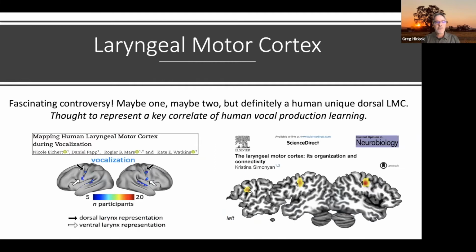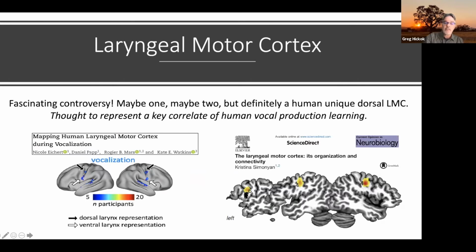All right, so laryngeal motor cortex. This is a whole literature on its own that is controversial and interesting. The upshot, some of the debates are that maybe there's one laryngeal motor cortex, maybe there's two. A lot of people think there are two these days. So one is definitely, everyone agrees that there's a dorsal one in primary motor cortex. There's maybe a ventral one that some people debate whether we should call it motor cortex, laryngeal motor cortex, or something else. It's in premotor cortex, not primary motor cortex.